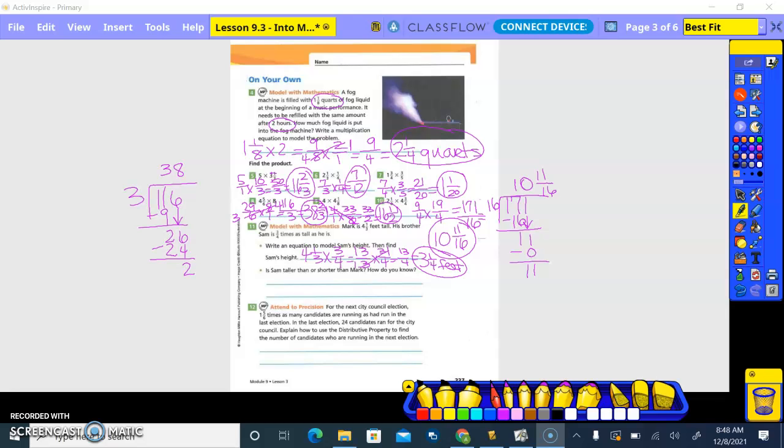Okay, is Sam taller or shorter than Mark? Shorter, because 3/4 compared to 1 is what? 3/4 is less than 1. Therefore, when multiplied, you get a smaller answer.